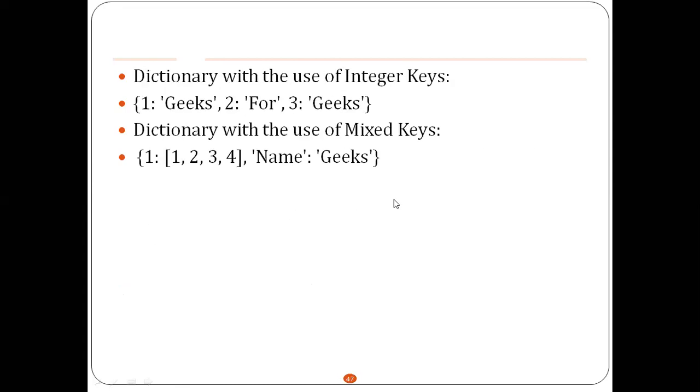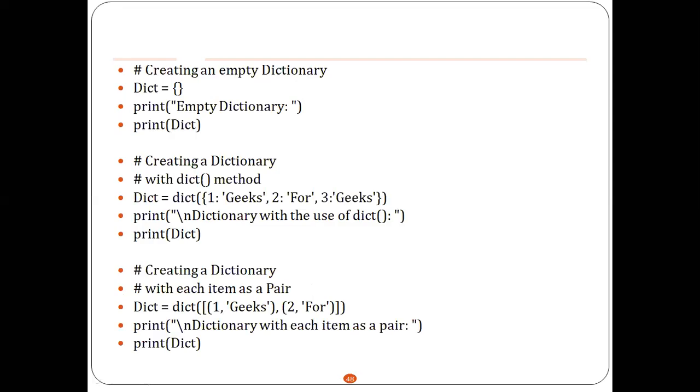That is one example. And the second example is how to create dictionaries with each pair. Look at the example here. We are creating an empty dictionary. When you create an empty dictionary, nothing will be there within the dictionary.